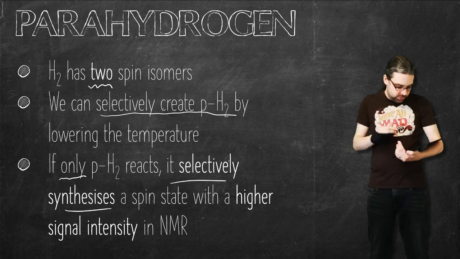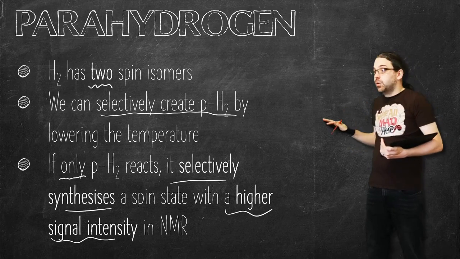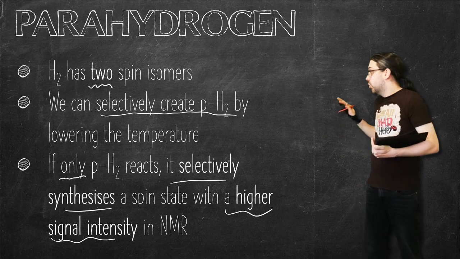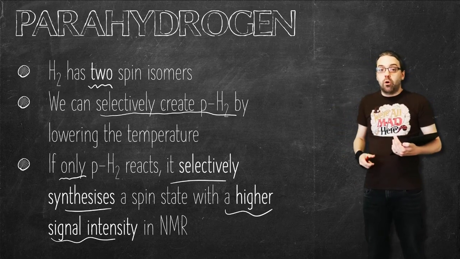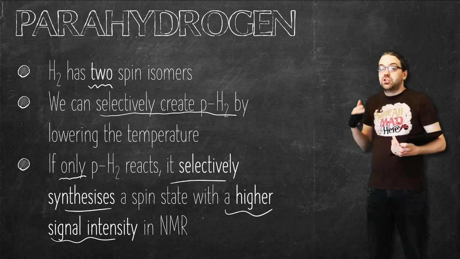Now, if only parahydrogen reacts with something, we can selectively populate or selectively synthesize a spin state in the product. And that produces a higher signal intensity in NMR. Our number of scans go down from the hundreds and thousands to just one. And we can go down from days and hours to make a scan to mere seconds.